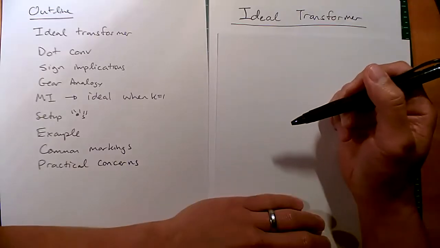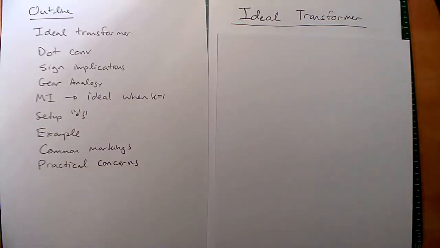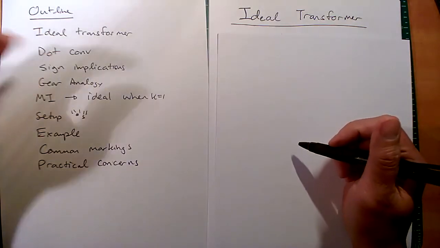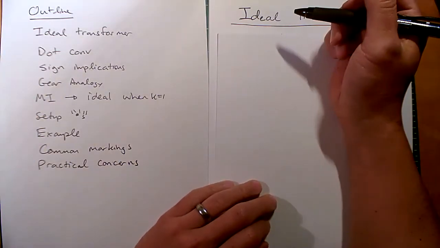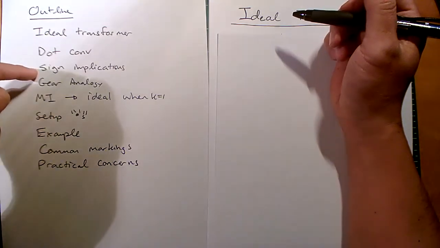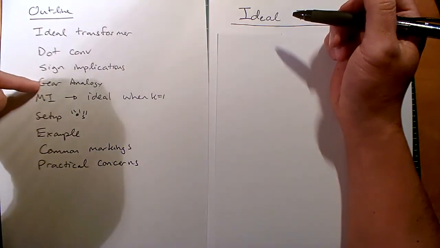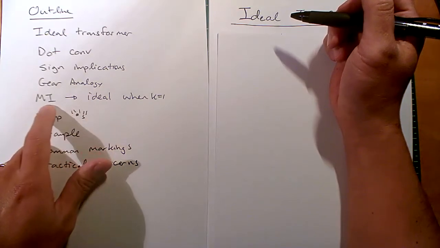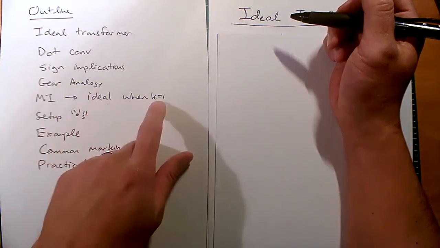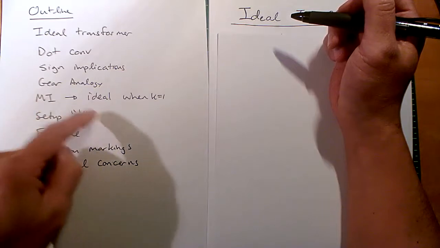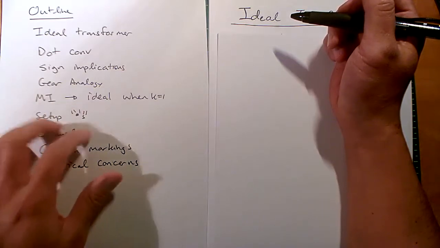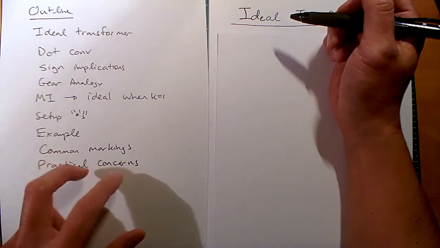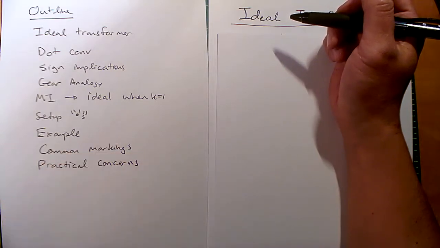Hi, this is lecture 18, ET250, and we're going to talk about ideal transformers and the dot convention, a continuation from the last lecture. We're going to look at the sign implications, compare it to a gear, and then see how the mutual inductance equations match the ideal when k equals 1. We'll also look at how to set up the dots, go through a full example, and then look at some common markings and practical concerns.